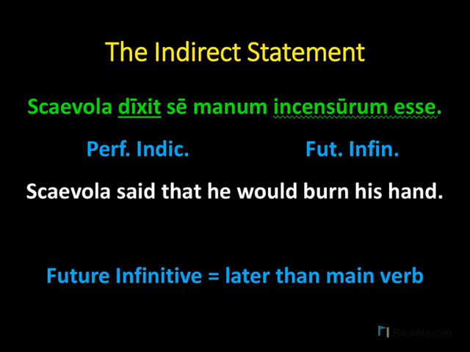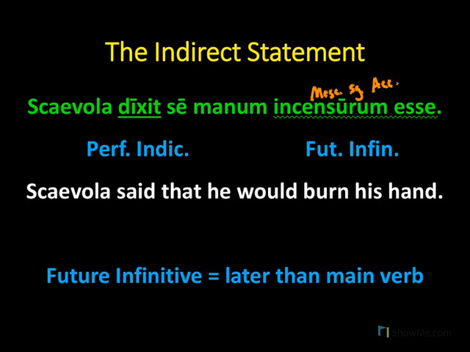So we will translate this as, Scaevola said, past tense, that he would burn his hand. The action of the burning hasn't happened by the time that Scaevola speaks. So he said he would burn his hand. Notice again that the form of incensurum is a masculine, singular, accusative to match the form of se, which is also masculine, singular, and accusative.